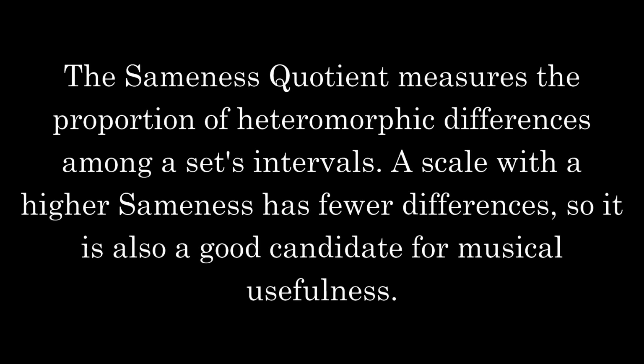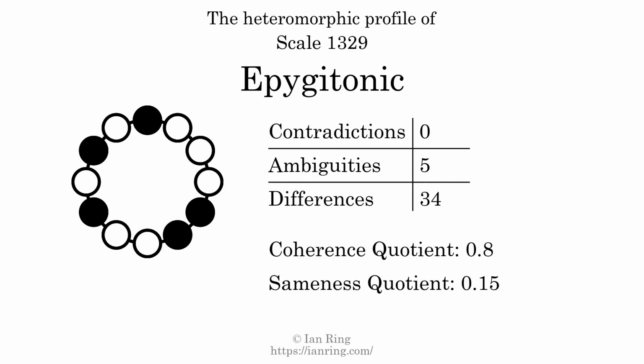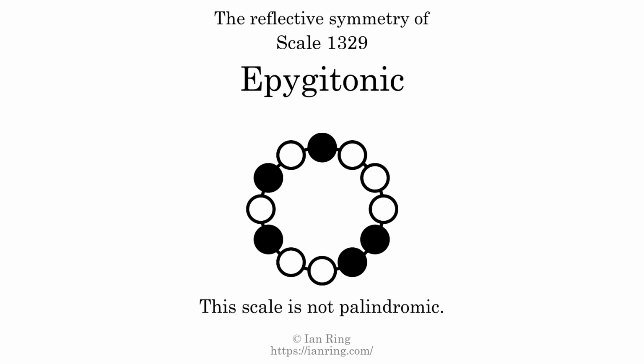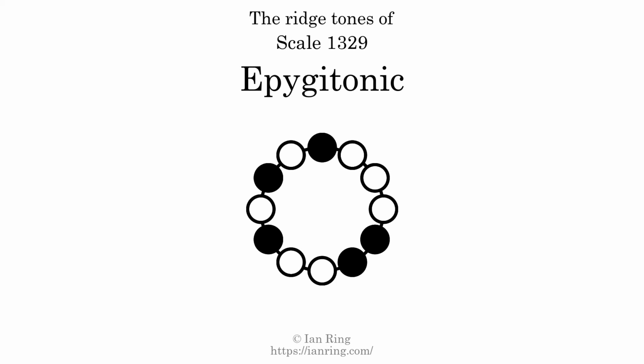The sameness quotient measures the proportion of heteromorphic differences among a set's intervals. A scale with a higher sameness has fewer differences, so it is also a good candidate for musical usefulness. The sameness quotient is 0.15. This scale has no reflective symmetry. This scale has a different pattern of intervals ascending and descending, so it is not palindromic. This scale has no ridge tones.